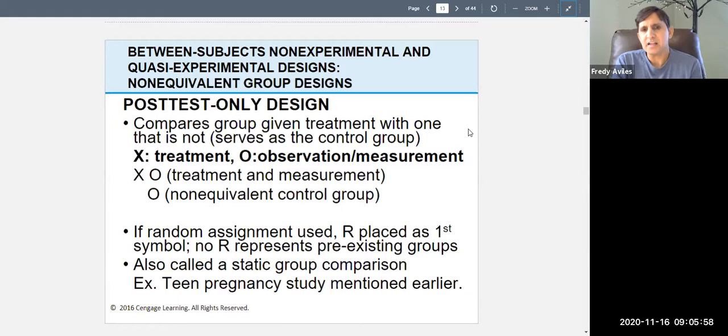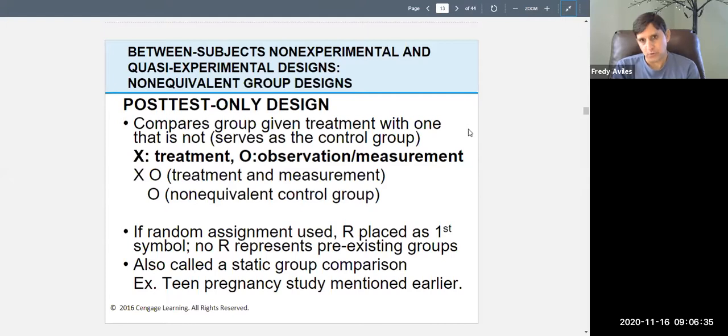Okay, so X stands for treatment, and O stands for observation/measurement. So if you see an X, that means they got the treatment. If you only see an O, that means that they were observed, they were measured. So you have XO and you have O there. So XO means that group received treatment, and then you observed and measured afterward, okay? And then you have the other group, they don't have an X, they only have an O, okay? So they didn't get the treatment, and then you measure their responses afterward.